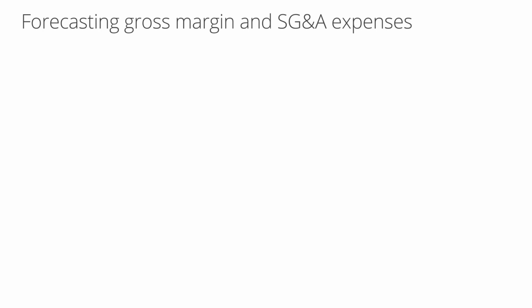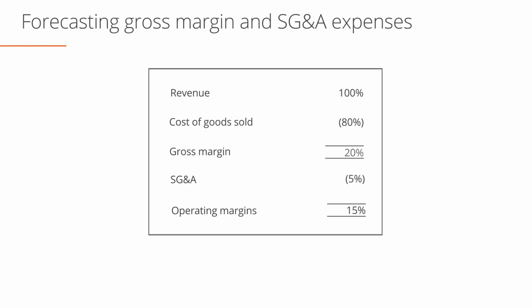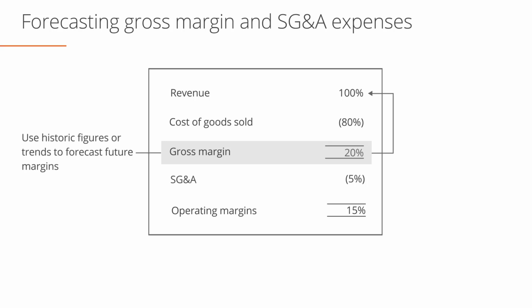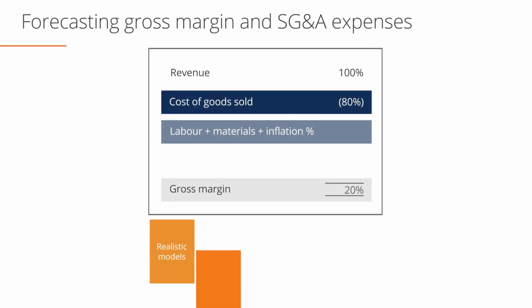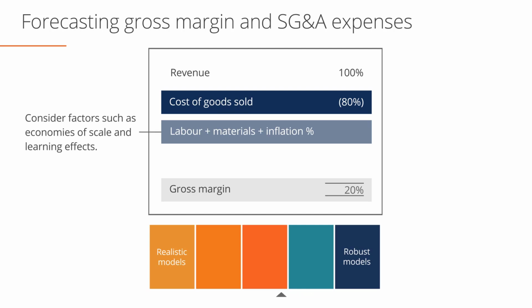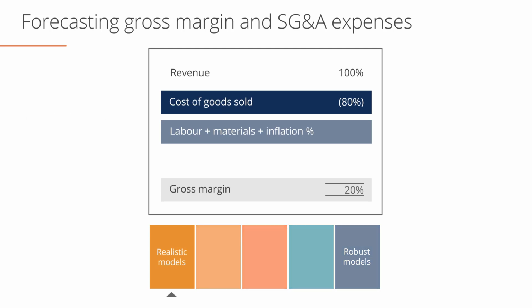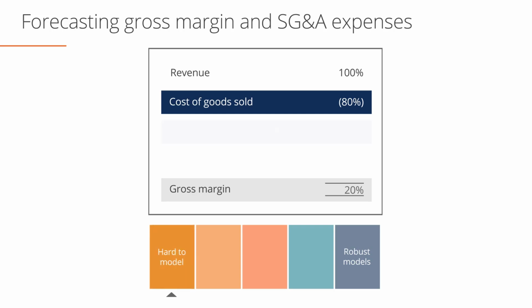After forecasting revenues, we next want to forecast gross margins. Gross margins are usually forecast as a percent of revenues. Again, you can use historic figures or trends to quickly forecast future margins. However, you may need to consider a more detailed approach which considers the cost of inputs, as well as factors such as economies of scale and learning effects. This second approach will make your model more realistic, but also more complex and harder to follow.